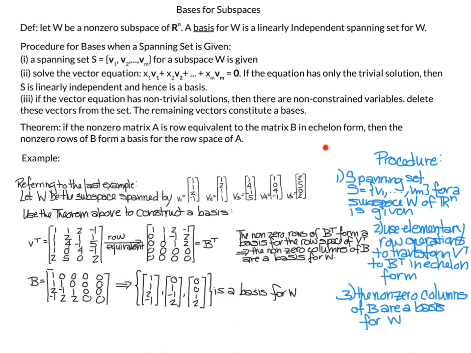First you're given a spanning set, you use elementary row operations on V transpose, and you call that B transpose, and then the non-zero columns of B, so you have to rewrite B, are the basis for W. So this is the procedure for finding a basis using this theorem. So now you have two procedures for finding a basis.